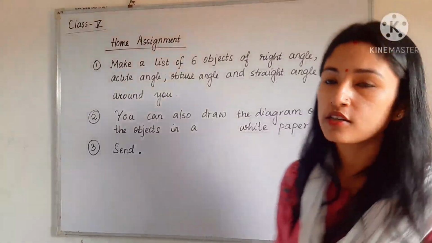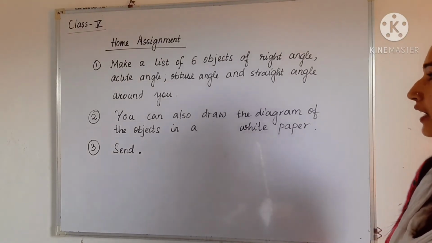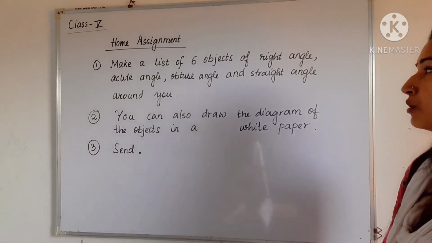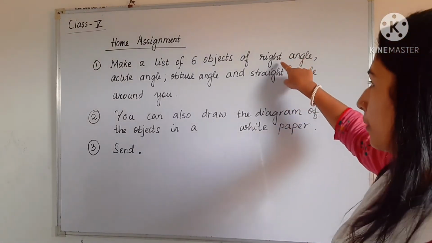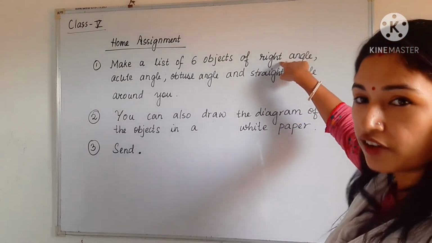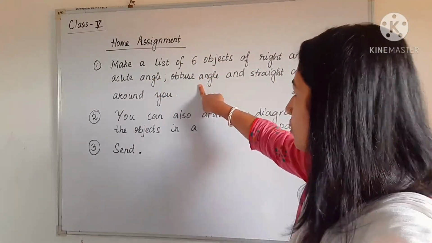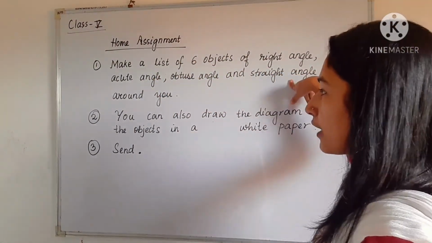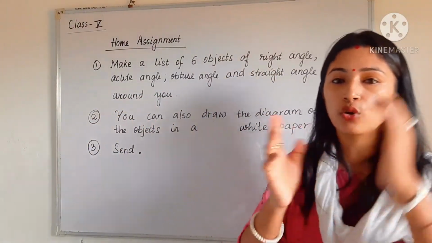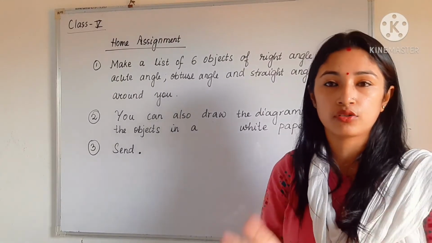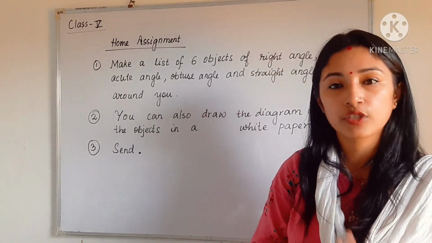So the home task is make a list of 6 objects of right angle, acute angle, obtuse angle and straight angle around you. That means you have to make a list of 6 objects for right angle, 6 objects for acute angle, 6 objects for obtuse, 6 objects of straight angle around you. Around you, you can see many objects which look similar to a right angle or straight angle or acute angle or obtuse angle. So you have to make a list of 6 objects.